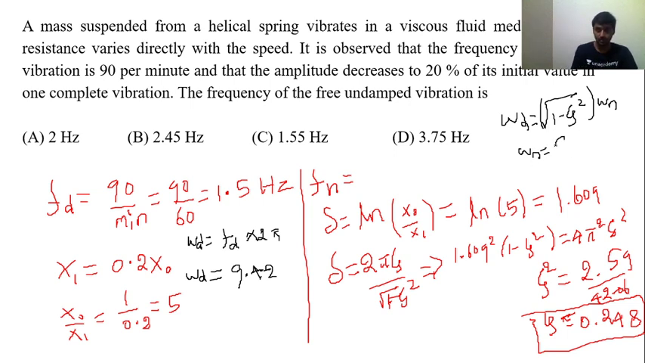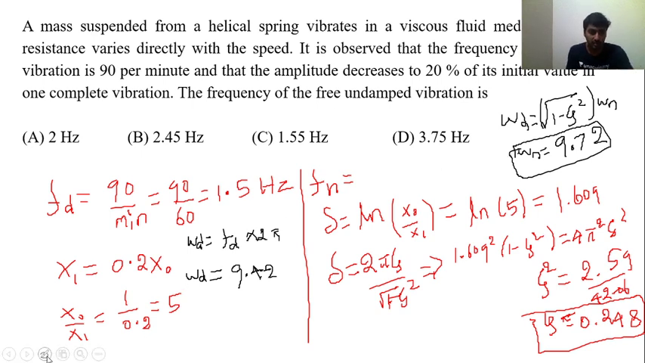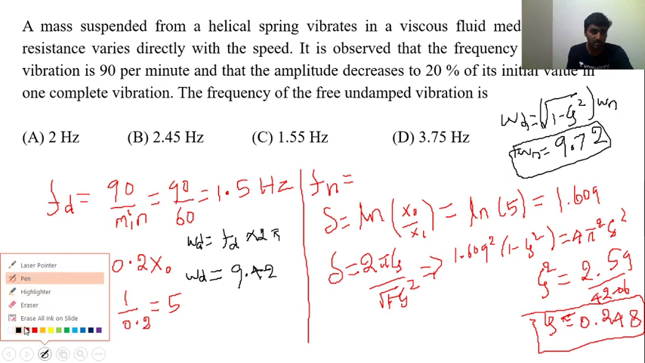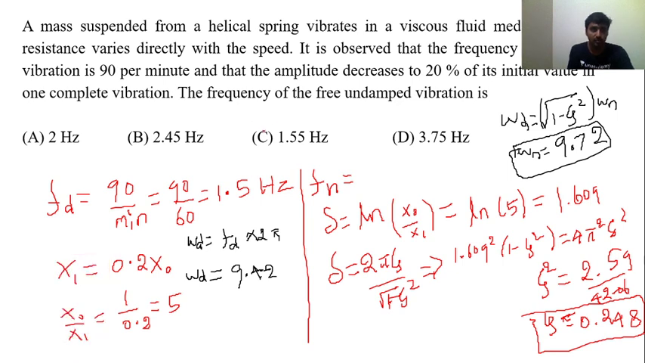Omega n is equal to 9.72. Now we know the omega n value. From this value, fn is omega n divided by 2 pi, which is equal to 1.55. So here the answer is 1.55. The answer for the given question is 1.55 Hz. The frequency of the undamped vibration is 1.55 Hz.